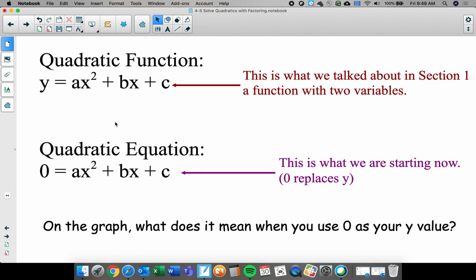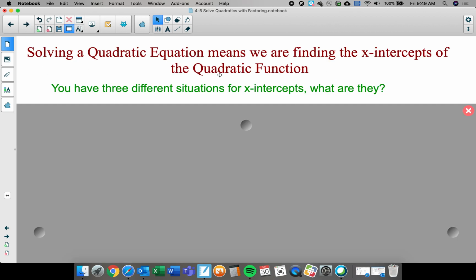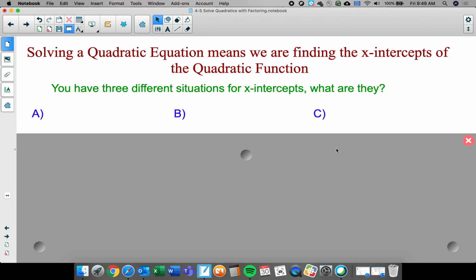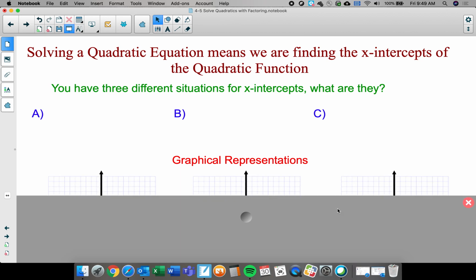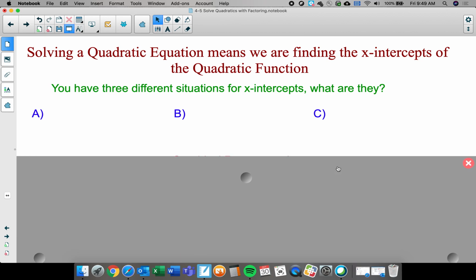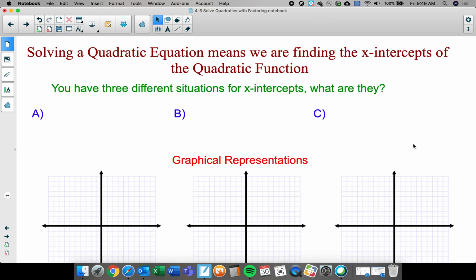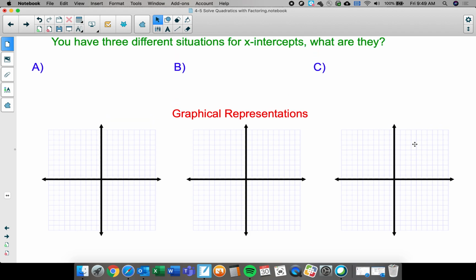That's where we're going. We're going to start to talk about how to find the x-intercepts, if it's possible, and so far we're talking about finding the x-intercepts by factoring. So here's exactly what we just said. You have three different situations for x-intercepts. As we go through, there are graphical representations of each as well. Option number one, the first thing that could happen is you could have two x-intercepts.